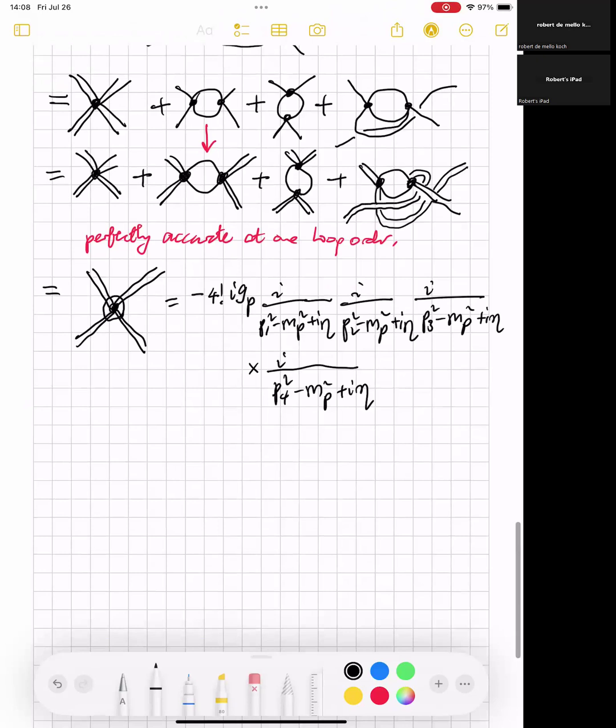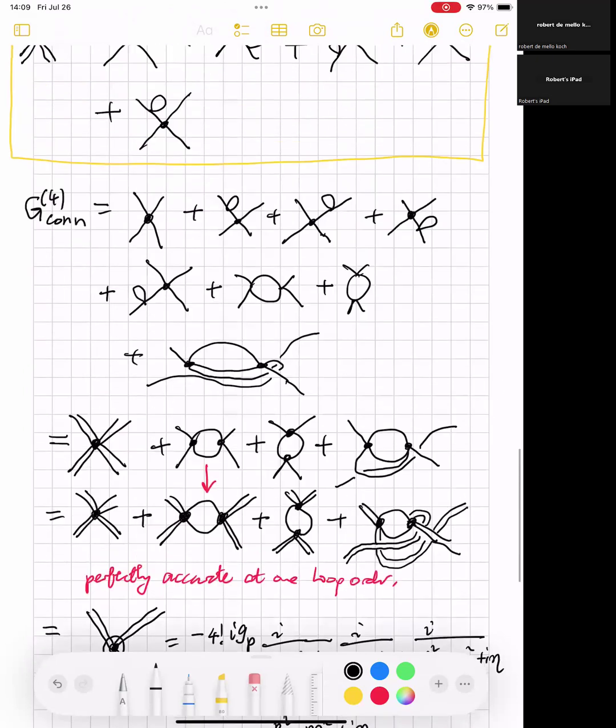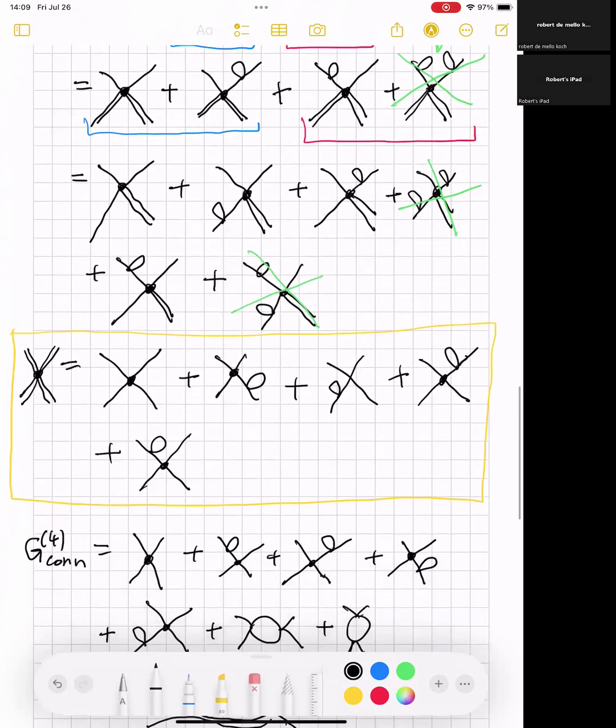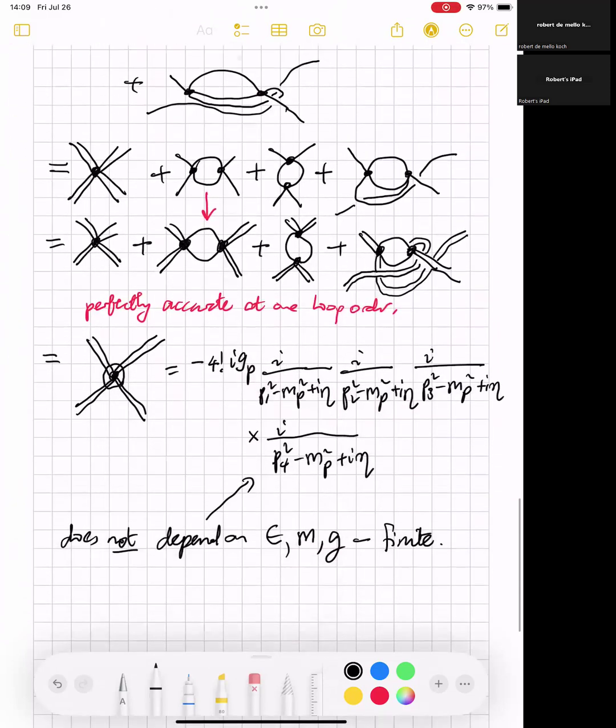And notice in this final expression, it does not depend on epsilon. So we can set epsilon equal to 0. We come back to 4 dimensions, no problem. It doesn't depend on m and g. So this is perfectly finite. There's no divergences here. It only depends on quantities that we've actually defined and measured. So that's wonderful. This is the demonstration that the 4-point correlation function actually is finite. Great. We'll continue in a moment.